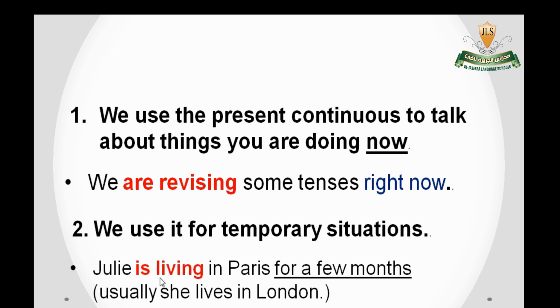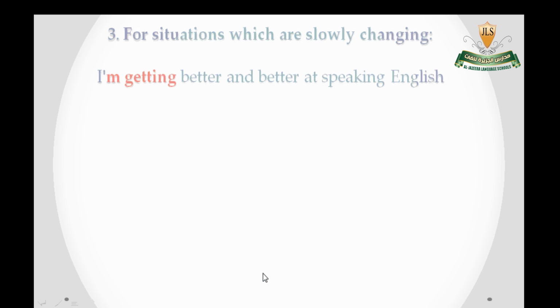Like Julia is living in Paris for a few months. Not a permanent situation, but a temporary situation, so I am using the present continuous. Usually she lives in London. Okay? Okay.